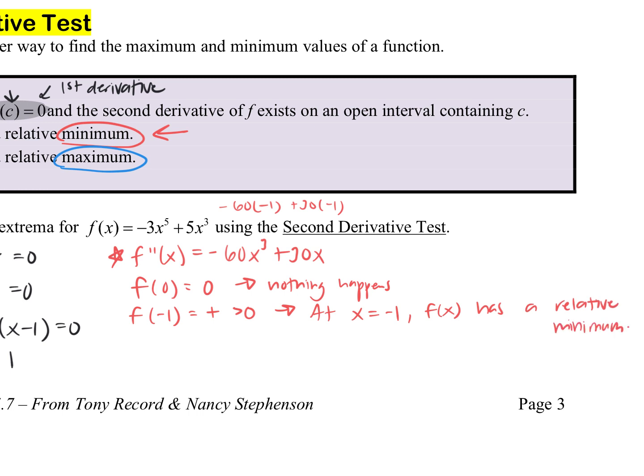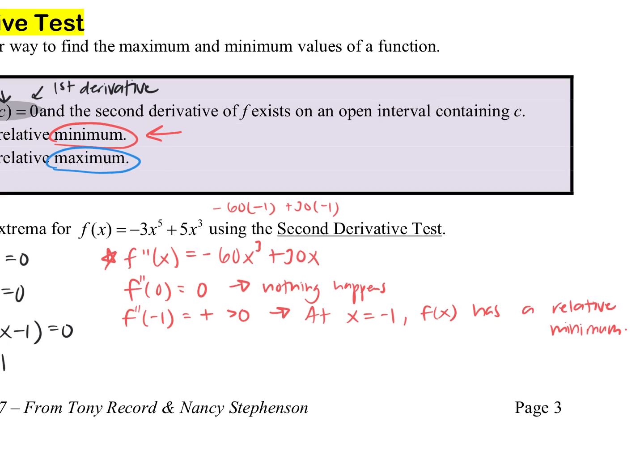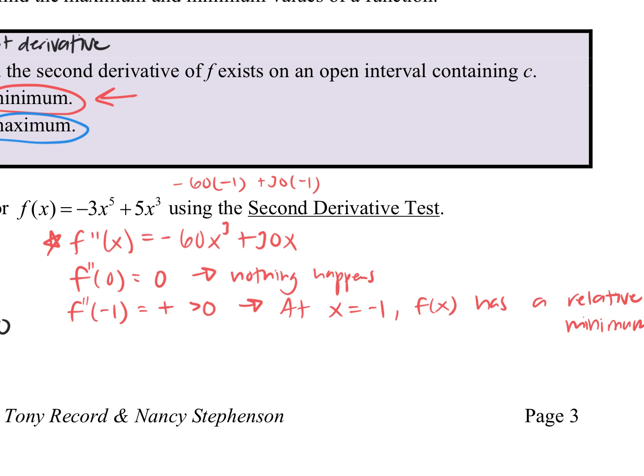I also noticed that I forgot to put these two little lines there. We're not plugging it into the function, we're plugging it into the second derivative, so check your notation there. Now, could I find specifically where that minimum is occurring? I know the x value. Could I find the y value? Yes, I can find the y value by plugging it back into the function.